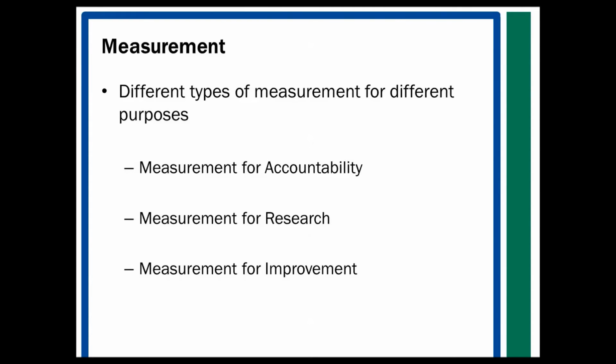The first measurement that we want to talk about is measurement for accountability. And this is a particular type of measurement that is used when you want to record or report what has occurred. And generally the outcome of that is an external party wants to know what happened as a result of an intervention or an outcome.